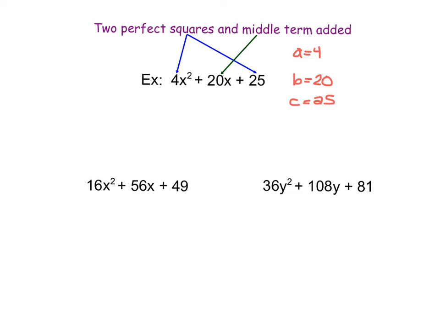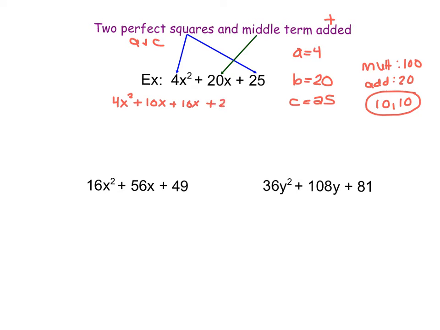What we're going to focus on here is when we have two perfect squares for A and C, and a positive middle term for B. I'm going to demonstrate this first by looking at the ABC method, because that's going to help us here since our numbers are small enough. I'm going to multiply A times C, 4 times 25, which is 100. Then I'm going to take my B value, which is 20. So I need two numbers that multiply to 100 and add to 20. As I think about the factors of 100, I notice that 10 plus 10 gives me 20, and 10 times 10 gives me 100. So I'm going to rewrite this as 4x squared plus 10x plus 10x plus 25.